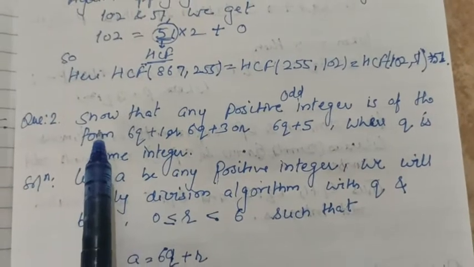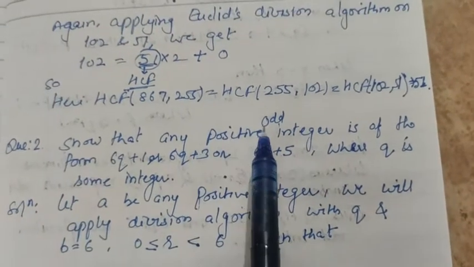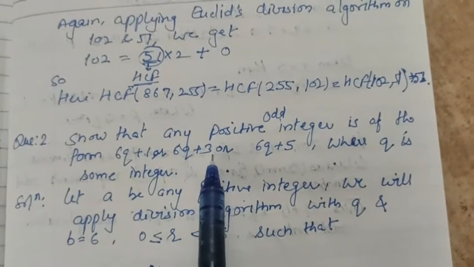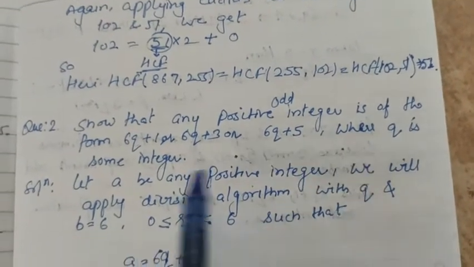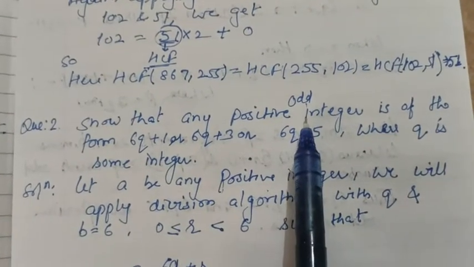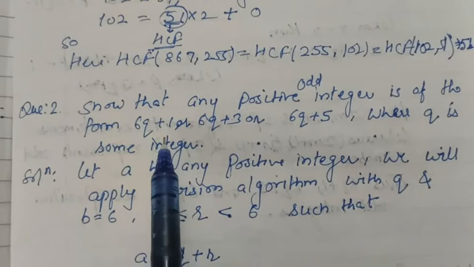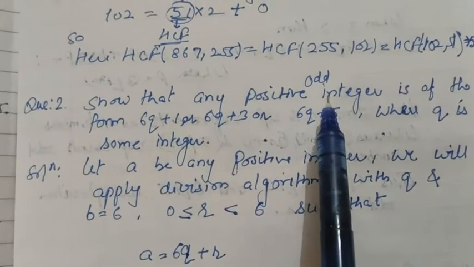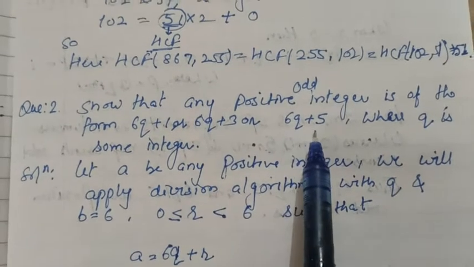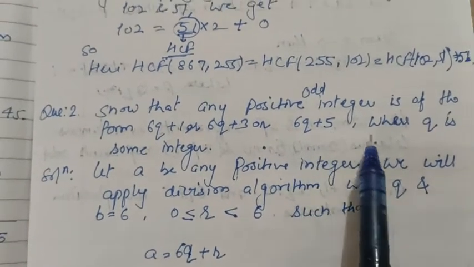Next problem is question number 2. Show that any positive odd integer is of the form 6q plus 1, 6q plus 3 and 6q plus 5, where q is some integer. So here we have to prove that any positive odd integer will be of the form 6q plus 1, 6q plus 3, or 6q plus 5.